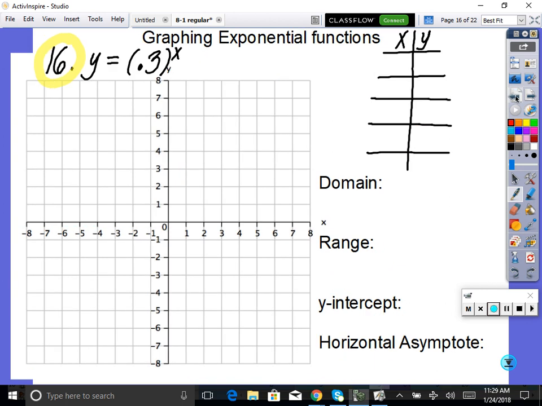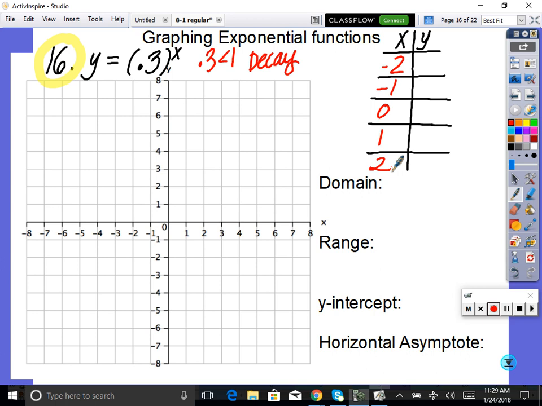Let's look at number 16. So now we're dealing with the decay function because 0.3 is less than 1, so it's going to be decay. So then it's going to start out large and get smaller and smaller. I want you to just go to your calculator and type in 0.3 to the x and give me some decimal points so I can graph them.